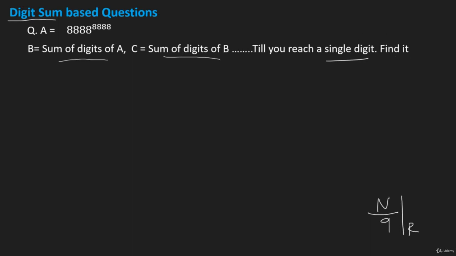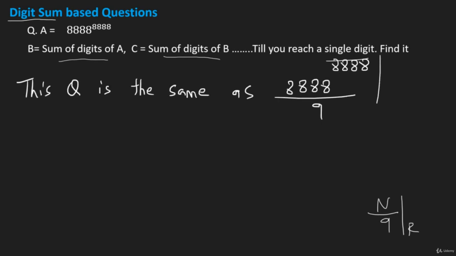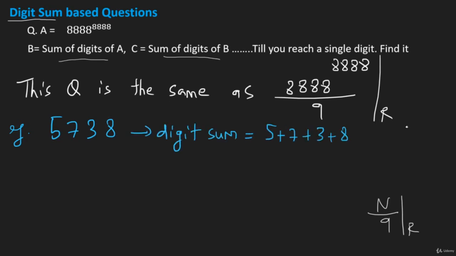Alright, now this question is the same as 8888 to the power 8888 divided by 9, and you find the remainder. Now let's see why this is so. Say you have a number 5738 and let's find the digit sum of this number. That would be 5 plus 7 plus 3 plus 8. This amounts to 23, and if you add 2 and 3, that is the digit sum of 23, you will get 5.